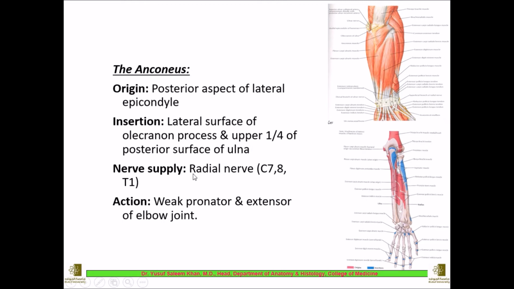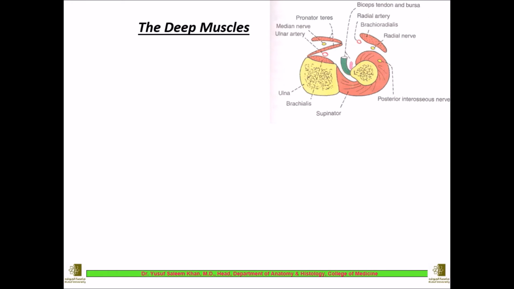Then, because it belongs to the extensor compartment, the action is mainly on the extension of the elbow joint, because it crosses only the elbow joint, so it can have action only on the elbow joint. There is no action of this muscle on the wrist joint or any other smaller joints, because it doesn't come all the way here. It begins at the elbow joint, ends at the elbow joint. Okay, this is about the anconeus.